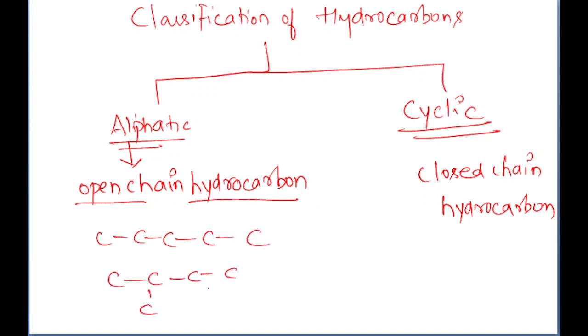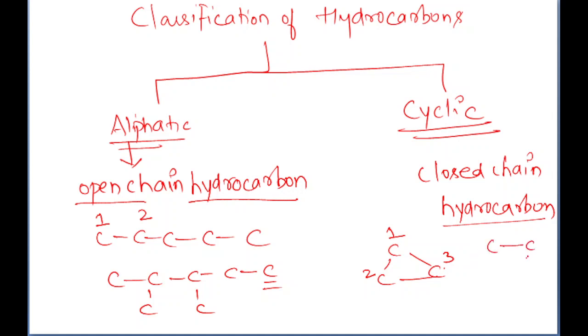If the branching occurs, no need to worry. This is open chain. It is not closed. What is closed? Closed means like this. The first carbon is bonded to the second carbon and also the third carbon. But here the first carbon is bonded to only the second carbon. So this first is bonded to third and second. That's why a ring formation.